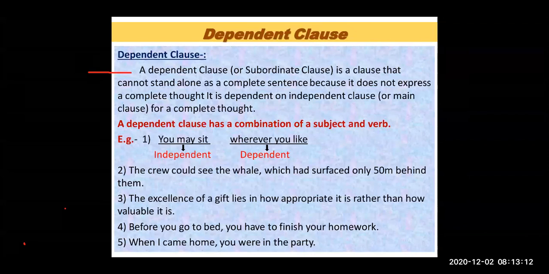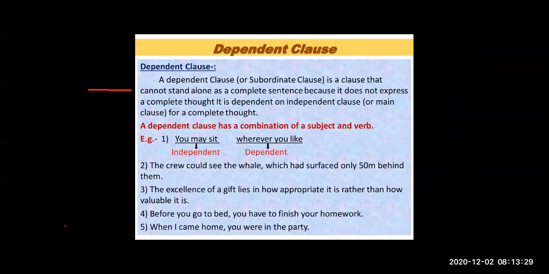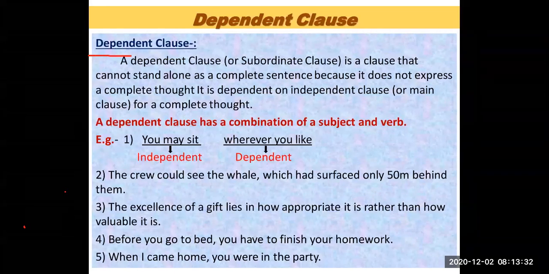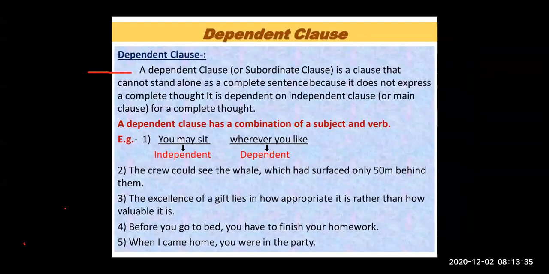For example, see, you may sit. This is an independent clause. Second one is wherever you like. It's a dependent clause. Now suppose, students, let's see this example. If we write only this sentence, wherever you like, this sentence is not complete. Wherever you like, this sentence doesn't have any meaning.